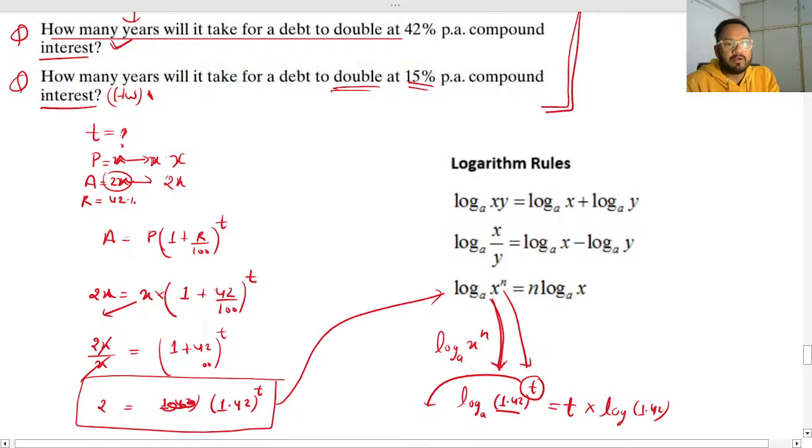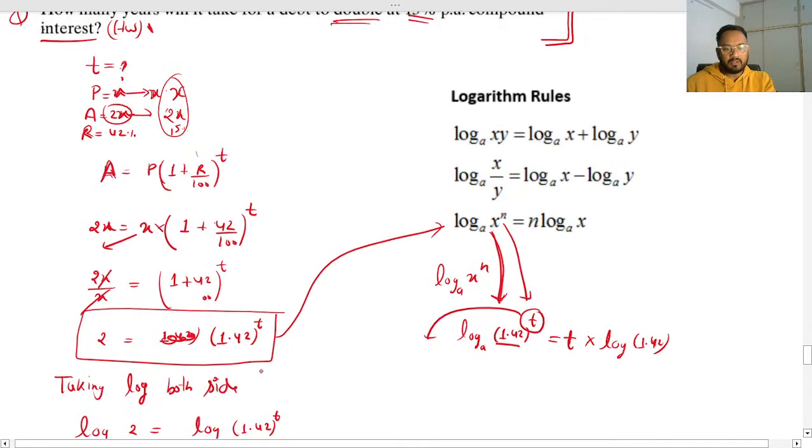Now, time you need to find out, and the rate of interest here, in the previous question it was 42, here it is 15%, right? So what you can do is apply this formula, A is equal to P, the formula for the amount of compound interest. Amount is equal to P (1 plus R upon 100) to the power T. So we'll put this value, and after this step you cannot solve.